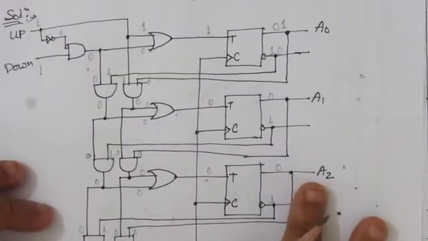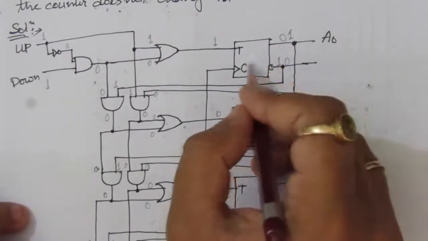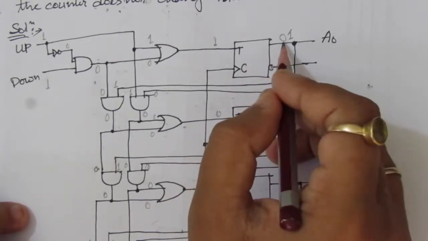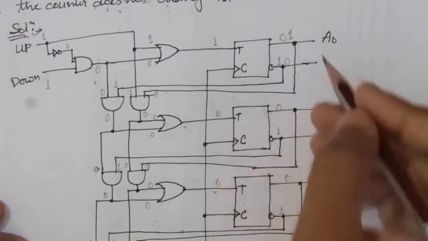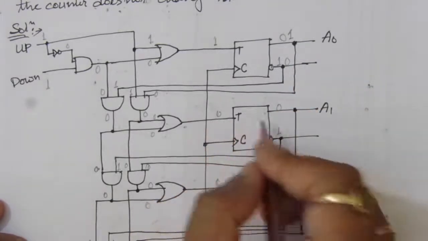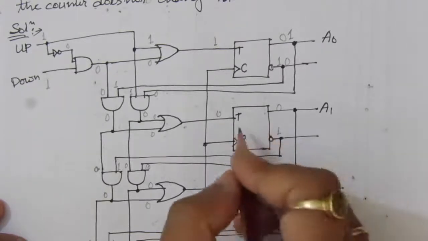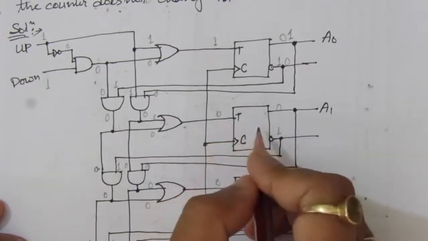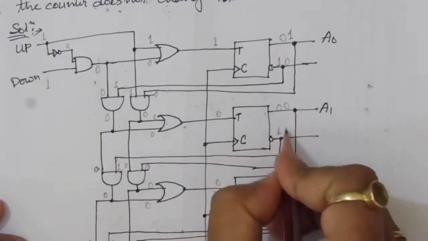Now let us see the operation of these flip-flops. In the first flip-flop, after getting this clock pulse, the output changed from the previous state 0 to 1. So we got 1 here and 0 here. In the second flip-flop, we have 0 input. So what will happen when we have a clock edge at this input? This flip-flop will remain in the same state. That means it will remain in the same state 0, and here we will have 1.